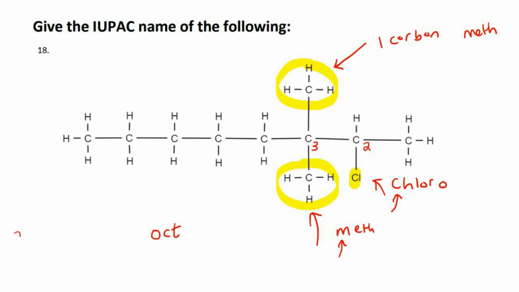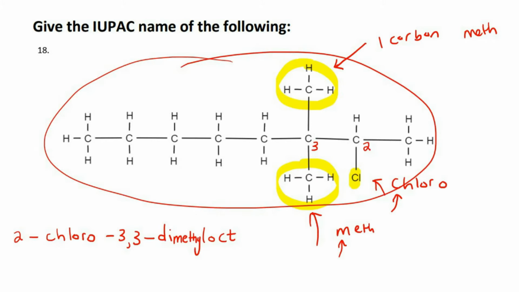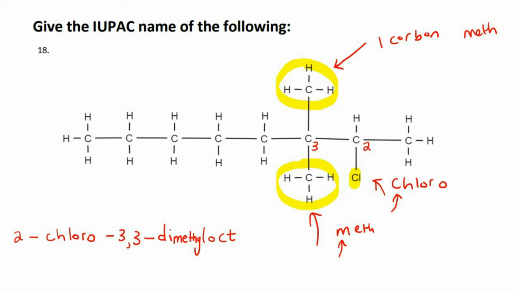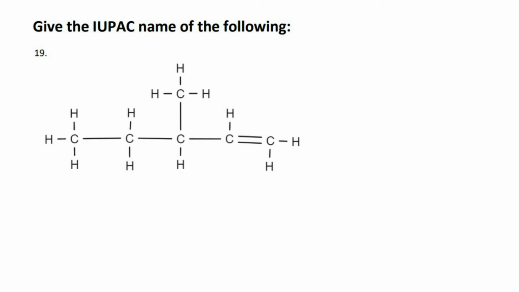So chloro is on carbon number 2, so we'll say 2 hyphen chloro. Then, I'm going to just move that up a little bit. Then on carbon number 3, there are 2 branches. So we'll say 3,3, and then you're going to say that that is a methyl. Let me just write that a bit better. Methyl. But because there's 2 of them, you're going to say di. Like that. And then this molecule is a haloalkane because it's got a halogen. Haloalkanes end with ane, just like alkanes do. So that is the name of this. 2-chloro-3,3-dimethyloctane.